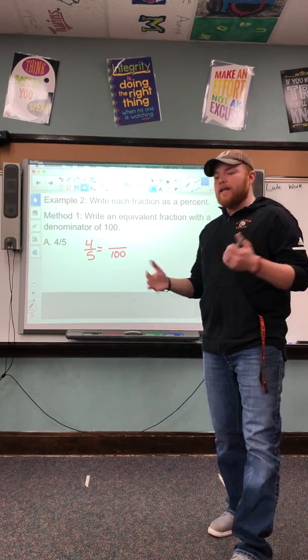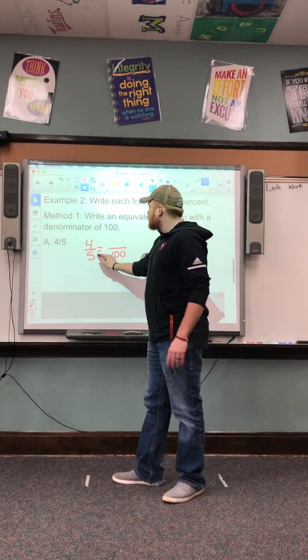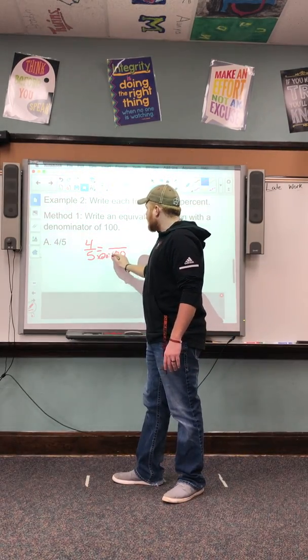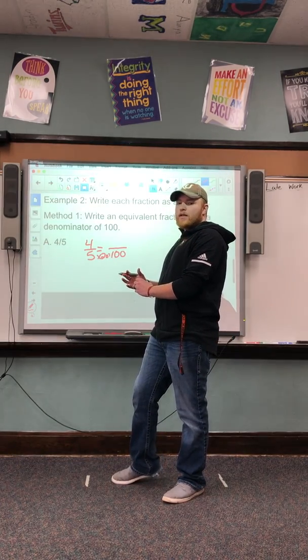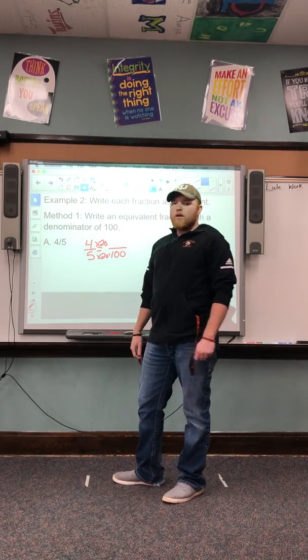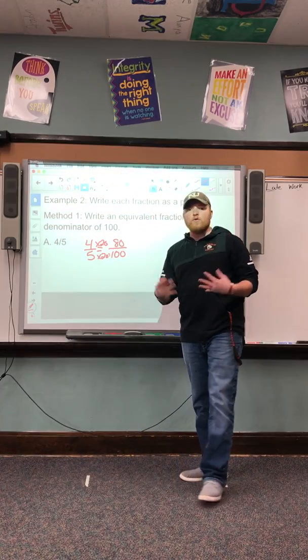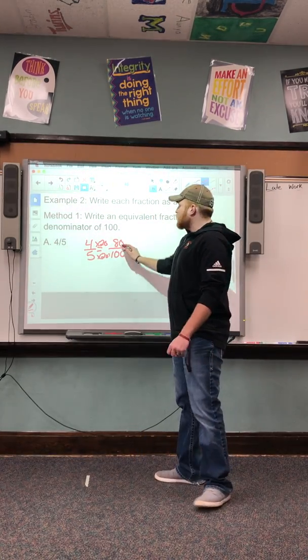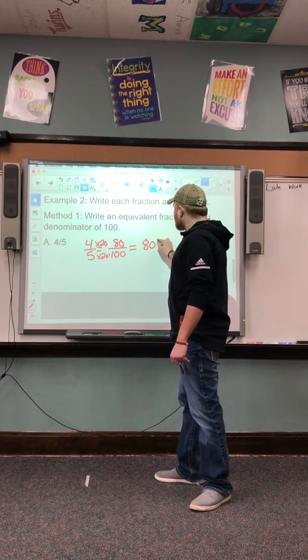All right, how many times? 5 times what is 100? 20. And that equals 100. Okay, since you multiplied by a 20 in the denominator, you do the same thing to the numerator. So you times it by 20. So 4 times 20 is 80. And then anything over 100, that's your percent. So since 80 is your numerator, the percent would be 80%.